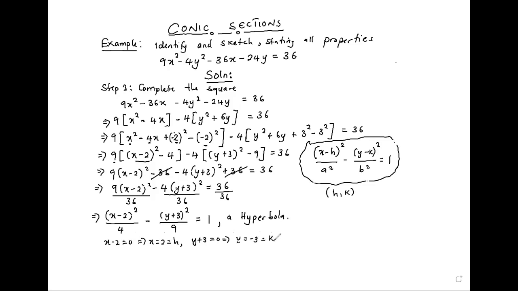So we say it's a hyperbola centered at 2, negative 3. So it's a hyperbola centered at 2, negative 3. That's how you name it. Okay? So we've done the identification.